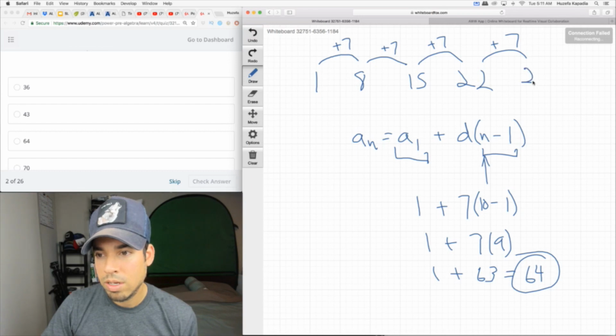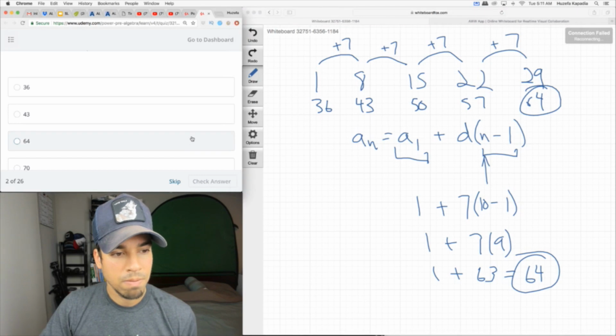So the next term would be 29, that's the 5th term. The 6th term would be 36. 7th term would be 43. 8th term would be 50, 57, and 64. So you could also do it that way as well.